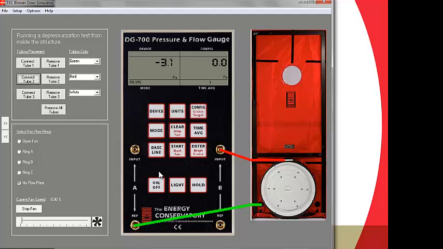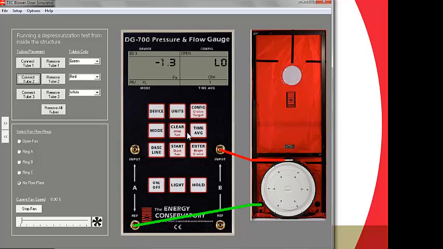All right, so a couple of things are different about using the iTech ResNet format. We'll want to change our mode. We'll just push the mode button once to change it to pressure flow. We're not going to use pressure flow at 50, so that's an important thing to remember. We can see our baseline's bouncing around a little bit.